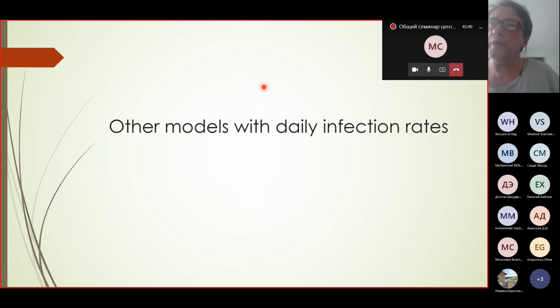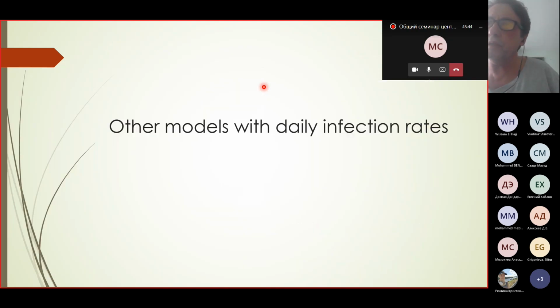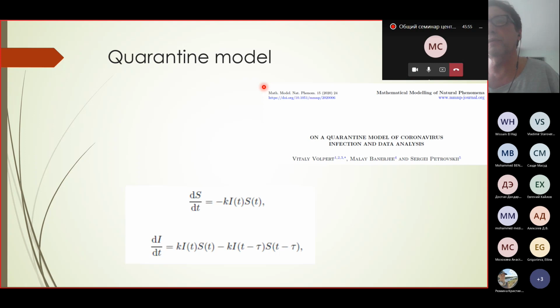Okay, so in fact, this is the main point of my presentation. Now I will show some other results and models just more quickly. In fact, we started to develop such kind of models in the beginning of 2020, after the beginning of this epidemic, and we started with this model. It is quite similar. So we have what is written here.